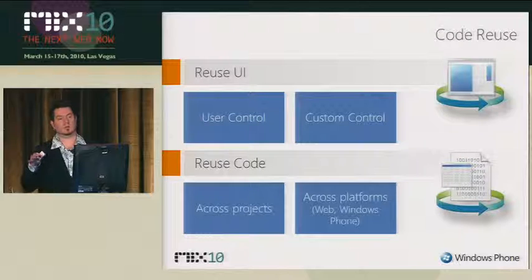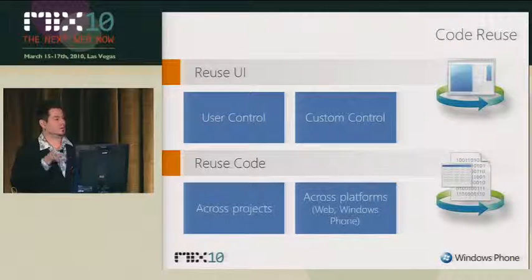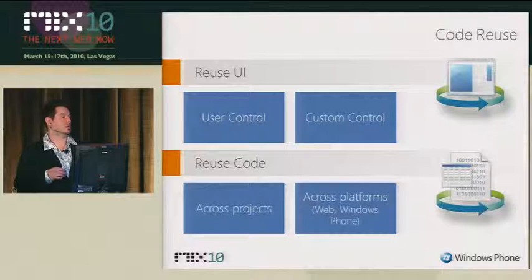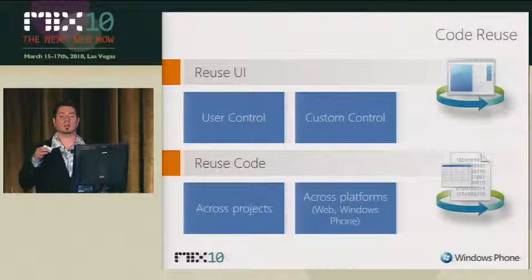Another way you can reuse code, and this is very applicable to the phone, is you can share code across projects. And the way you do that is through a class library. You saw me create a project. You saw me create one for web, one for the phone. You can also create a class library. If you create a Silverlight 3 class library and put your code in there, you can compile it and share it between the two. You don't have to recompile.